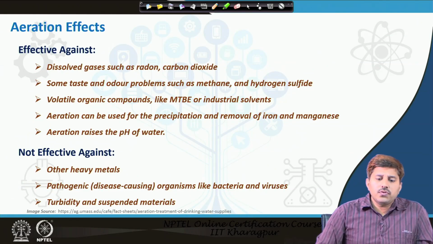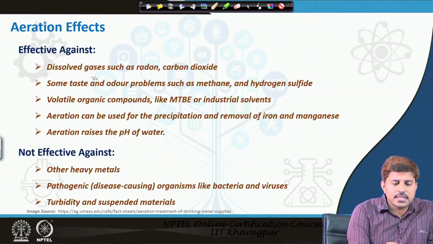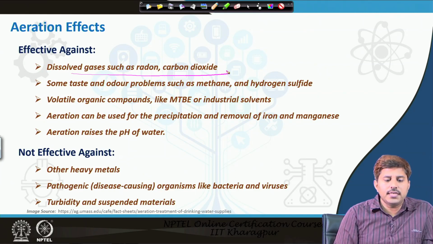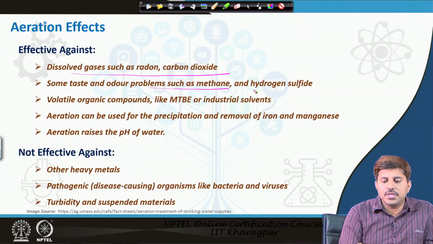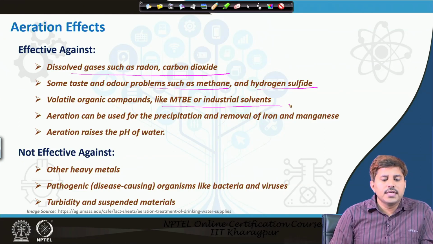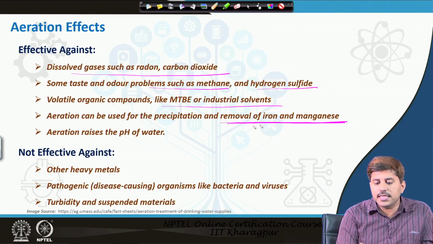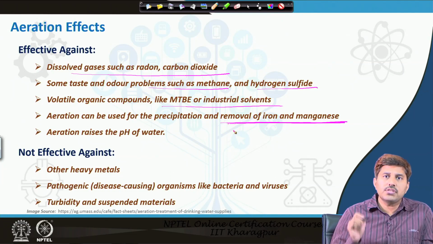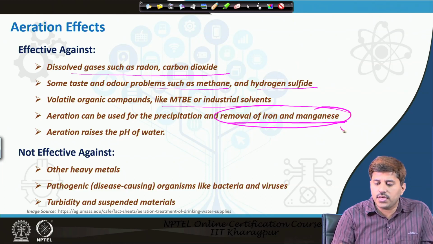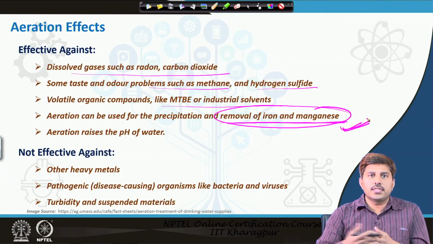Now, aeration is usually effective against several pollutants, as just discussed: dissolved gases like radon and carbon dioxide, taste and odor producing compounds like methane and hydrogen sulfide, and volatile organic compounds like MTBE or industrial solvents. It can also raise the pH of water, and it can be used for precipitation and removal of iron and manganese. One of the major roles of aeration in treating groundwater is the removal of iron and manganese. So, this is the prime objective of aeration in groundwater systems.